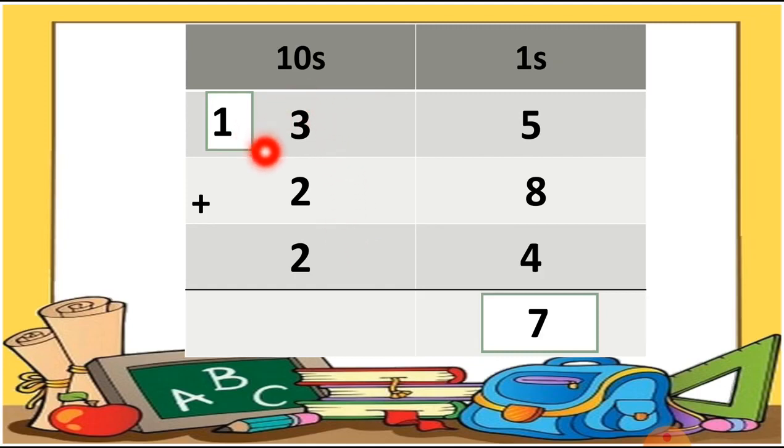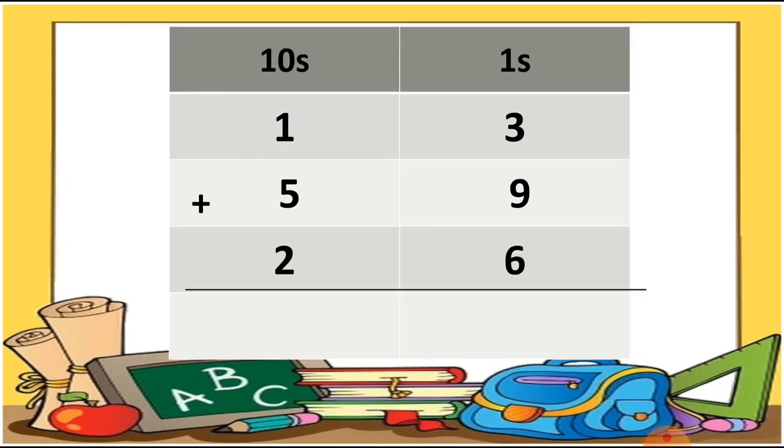Here this number 1, which is the carry forward number, we have to add in the tens column. So 1 plus 3 plus 2 plus 2. So the total of the tens column is 8. Now here is our answer, 87. So this way we can add the numbers. Now let's move to the next example.